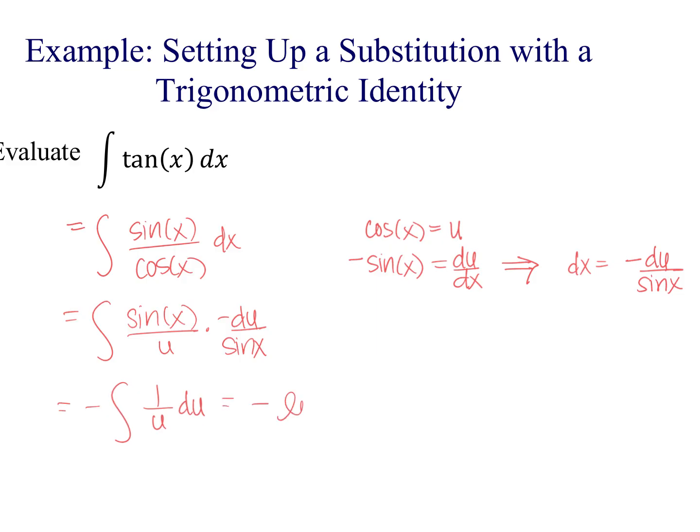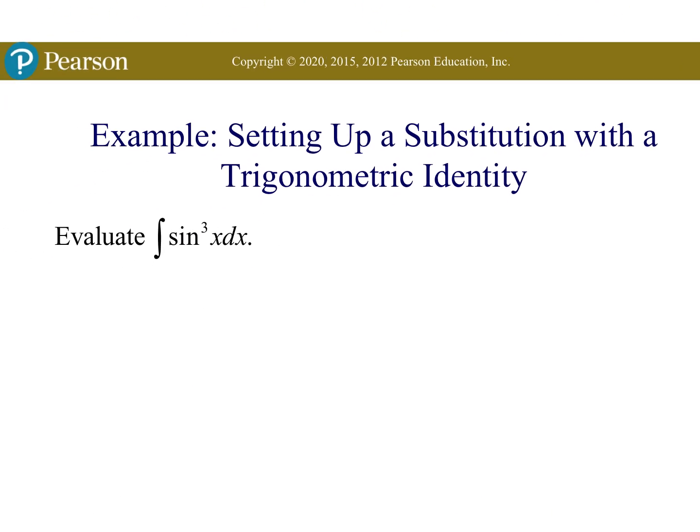So we have negative natural log absolute value of u plus c, which is negative natural log absolute value of cos x plus c. So the antiderivative of tangent is the negative natural log of the absolute value of the cosine of x, plus c. If you want to memorize that, you can. Otherwise, you can just know how to get it in a pinch. You should be able to do the same thing with cotangent. That's a basic trig identity where you're just swapping it out for its SOHCAHTOA value. Okay, here's another one.